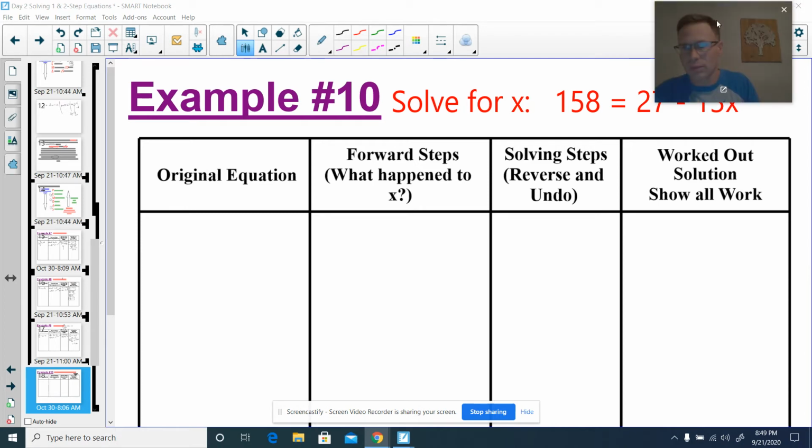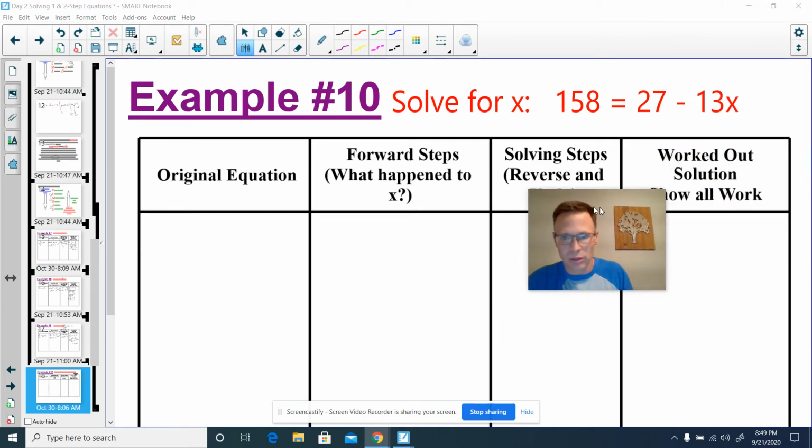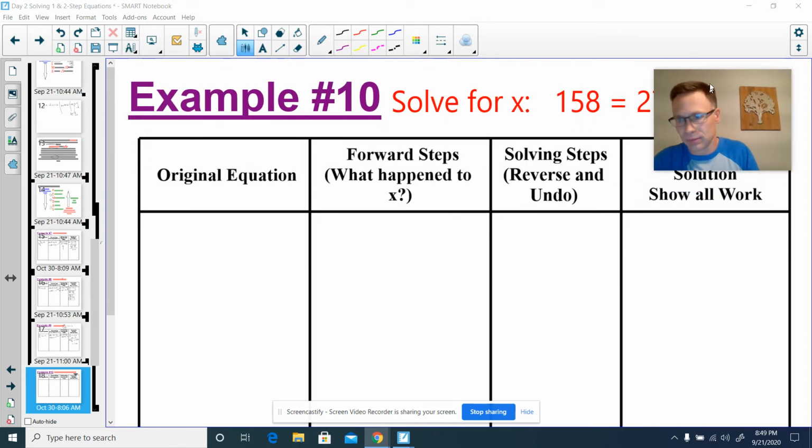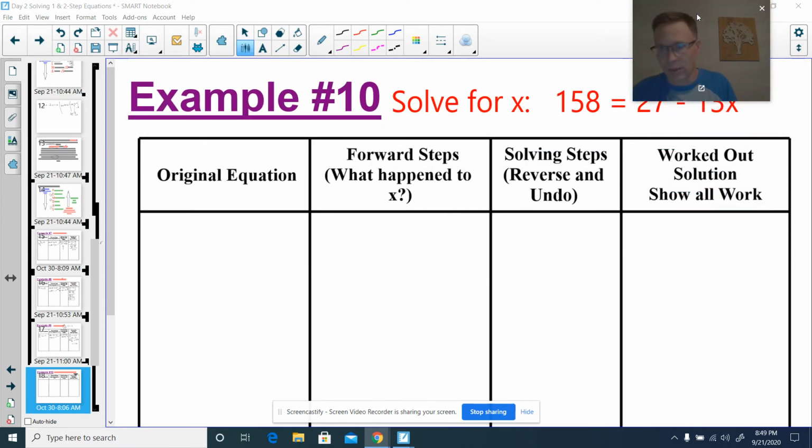Same deal here. I'm going to move my little screen. It's like, there's no good place to put it. I guess I'll put it there. That works, I guess. All right.